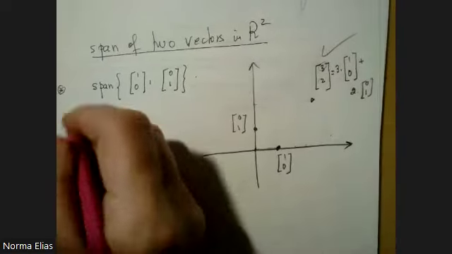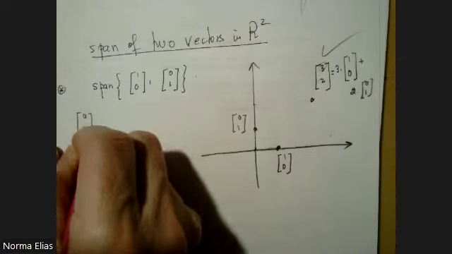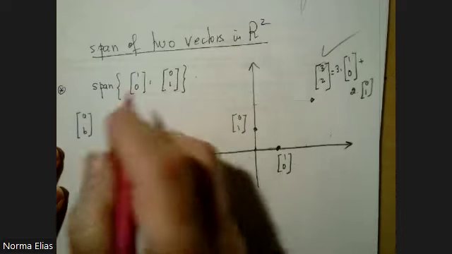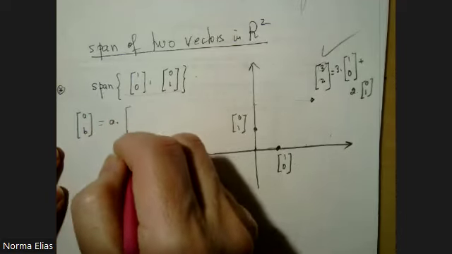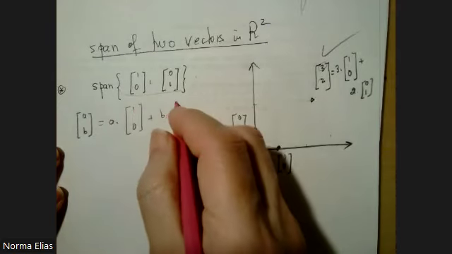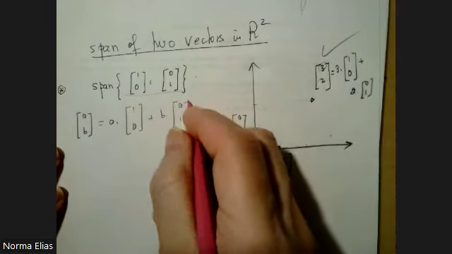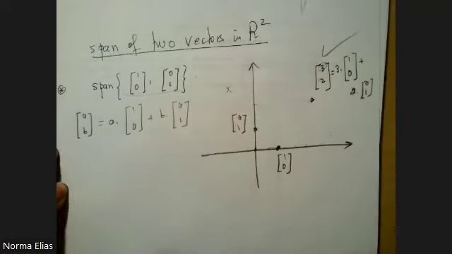If I take any vector (a, b), so suppose (a, b) is any vector in R2, can I write it as a linear combination? Of course, it could be written as a times (1, 0), whatever the vector is, plus b times (0, 1). So any vector in R2 can be written as a linear combination.